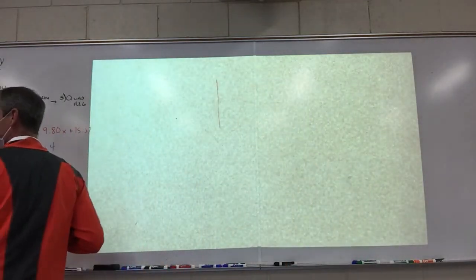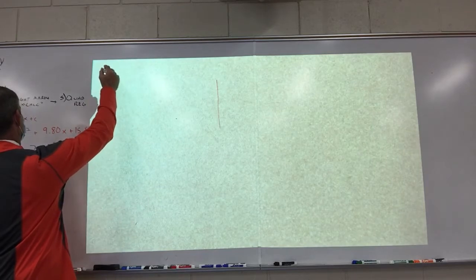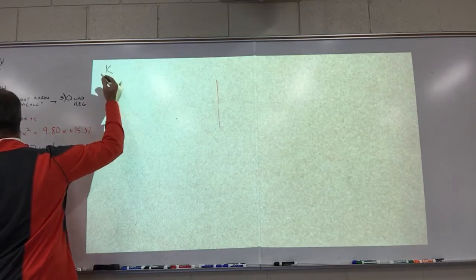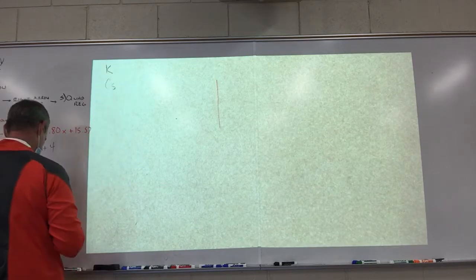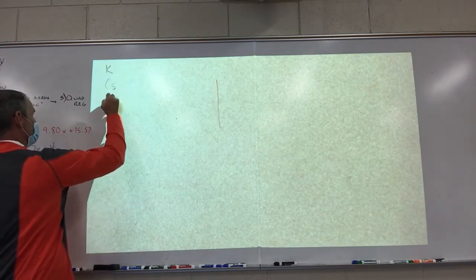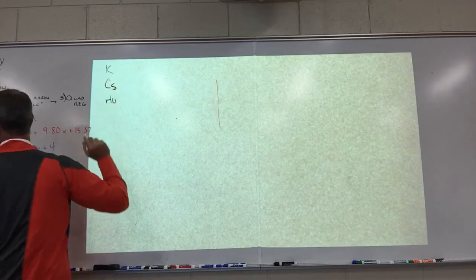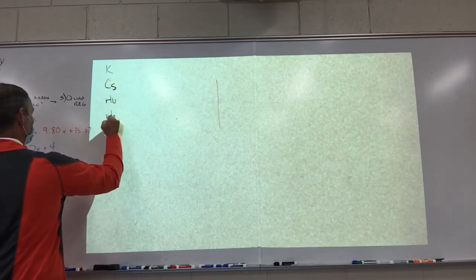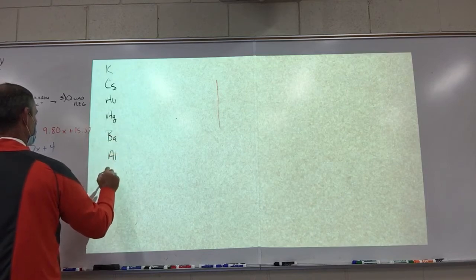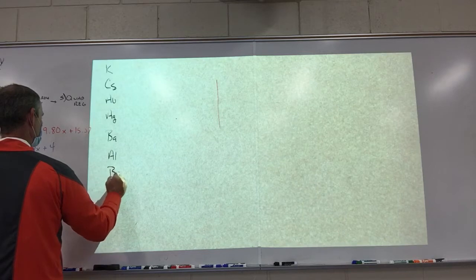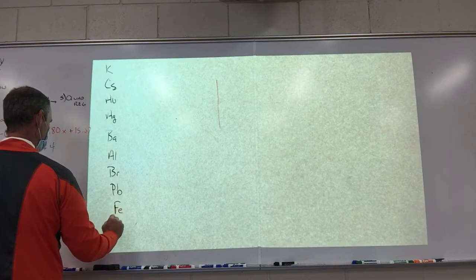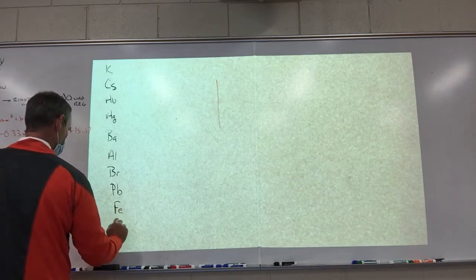Do you have them in front of you, Charlie? Give me them in order. Potassium, cesium, CS, AU, keep going, AG, BA, AL, BR, PB, FE, say it again, iodine, I.